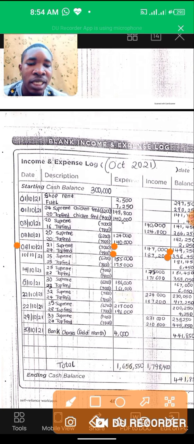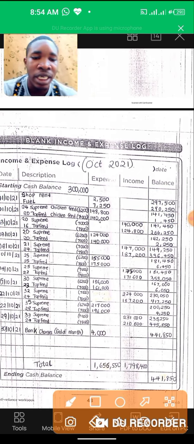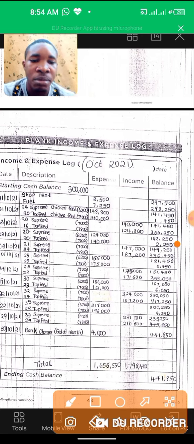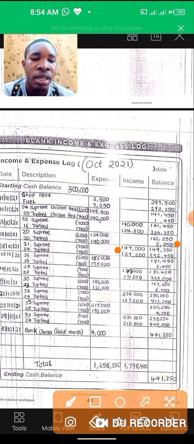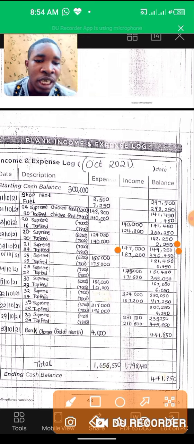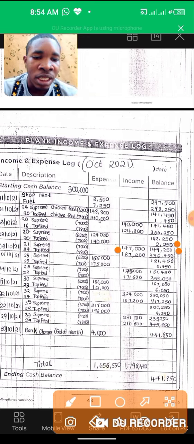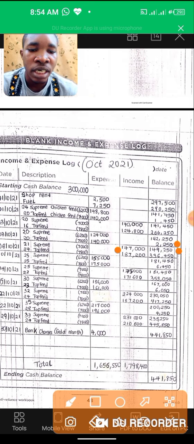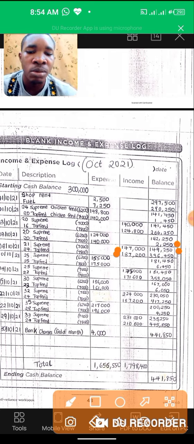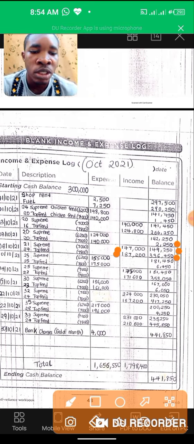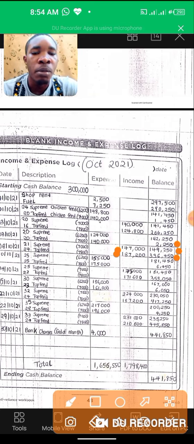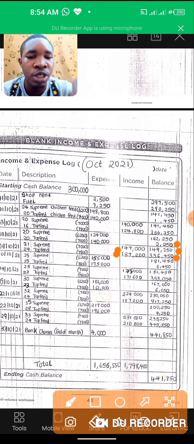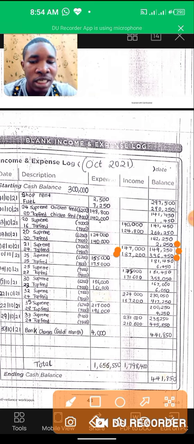So now to get the cash balance you simply add it like I've been saying before. 2,250 plus 147,000 naira gives you 149,250. And 149,250 plus 187,200, which is the money for top feed too, gives me what? 336,450. If money is coming in, put it in your income. If money is going out of your pocket, put it in your expenses. I hope you guys understand.